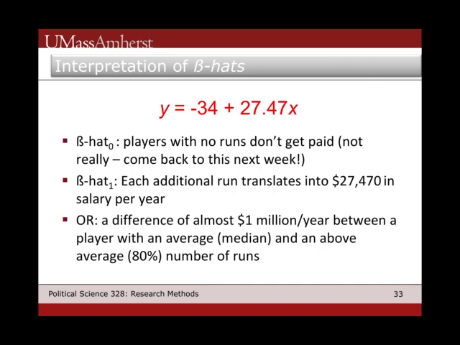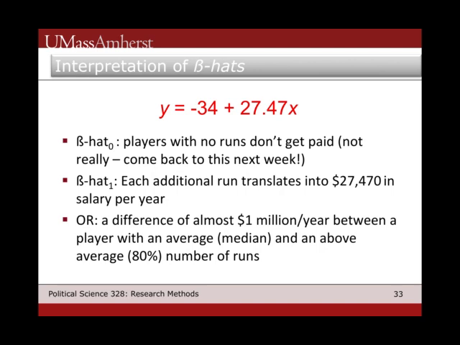What you have is somewhat of a truncated distribution. Again, we'll come back to this next week because it turns out there do need to be some transformations, because this is not a perfectly linear relationship. But let's just ignore that for now. What's really important is that you can see that each additional run translates into an additional $27,470 in salary per year. Now, two caveats to that.